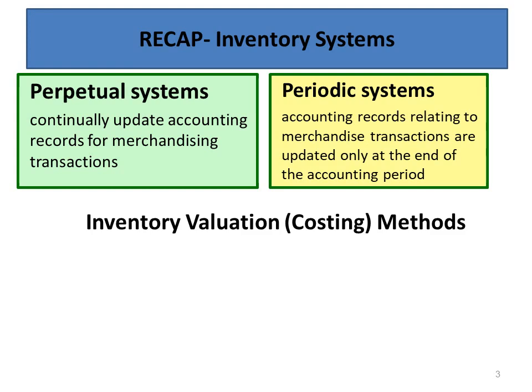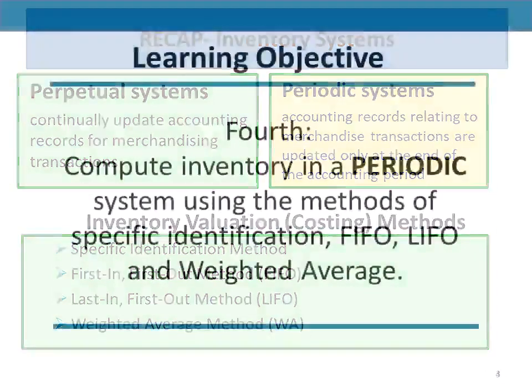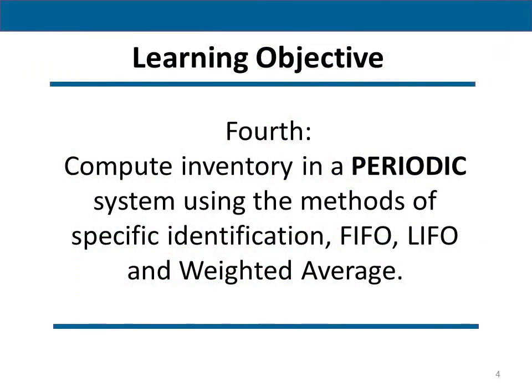Under these two systems, the company will make certain assumptions in order to calculate the cost of the inventory. These assumptions, which we discussed last lecture under the perpetual system, were the specific identification method, first in, first out, last in, first out, which is LIFO, and weighted average. So in this lecture we are going to include those four methods, but this time under the periodic system of inventory: specific identification, FIFO, LIFO, and weighted average.